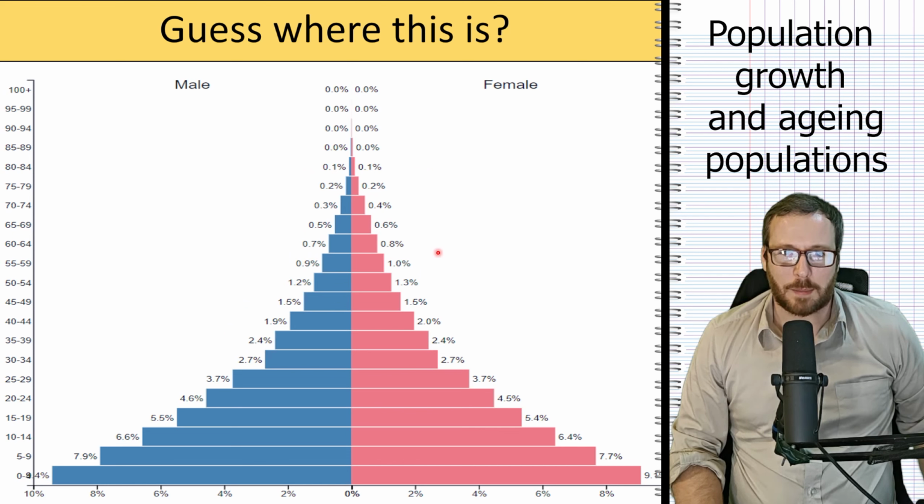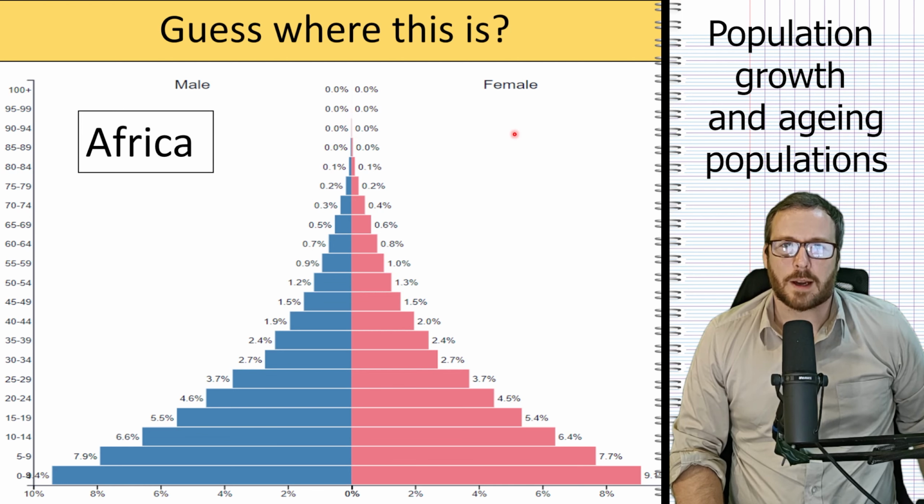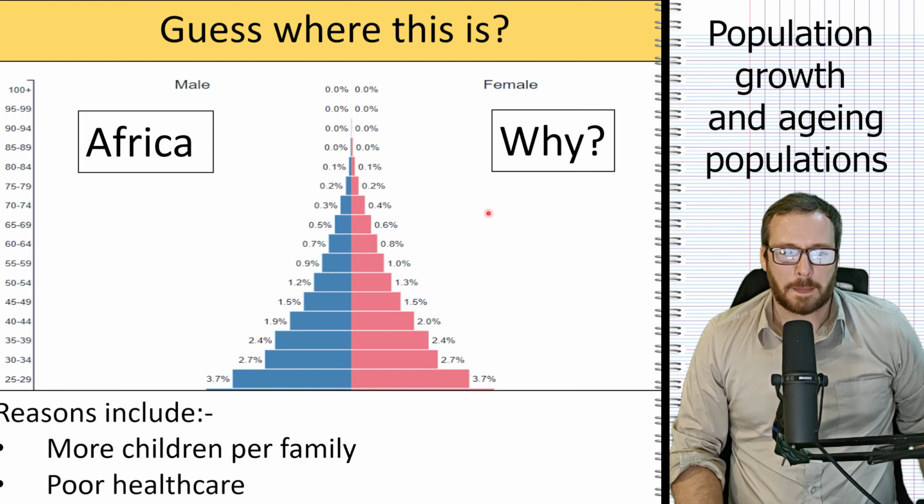Look at this population pyramid, though. Isn't that crazy? A massive amount of young people. Gosh, after your 30s, you're lucky to be alive. No one was in the 90s like we saw in the other one. What country do you think this is? Africa. Why? Lots of children per family, poor healthcare.